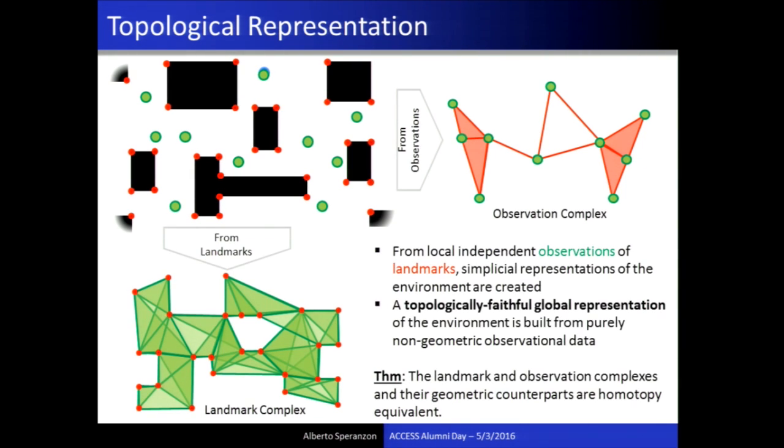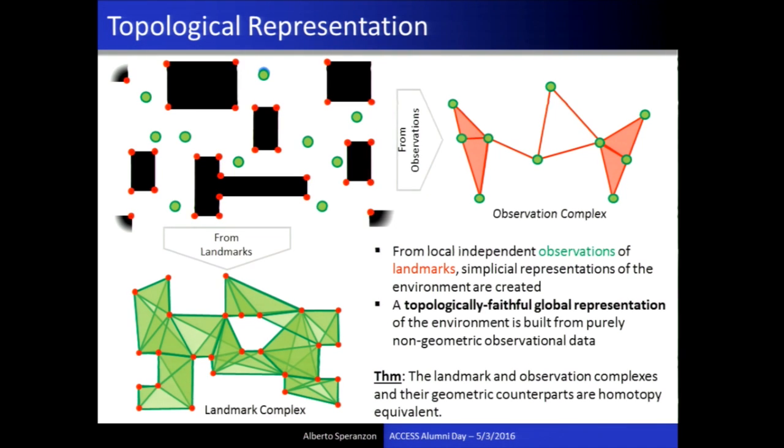You can do the opposite. You can build a complex from the landmarks. So in this case, two landmarks are connected by a one-simplex if they were seen from at least one observation point, a triangle or a two-simplex if three were seen from at least one observation point, and so on and so forth. So now I have two simplicial complexes here, and it turns out that these are the dual of each other.